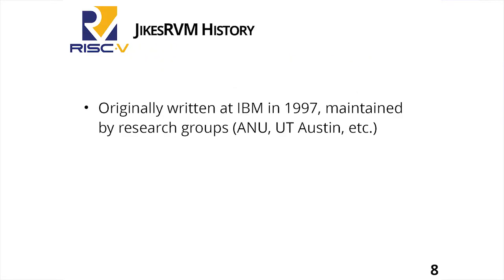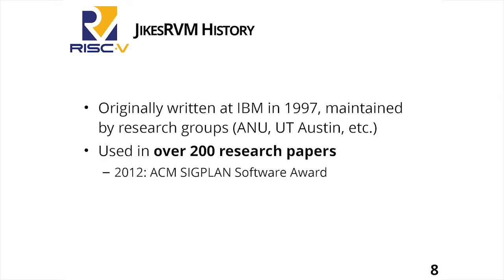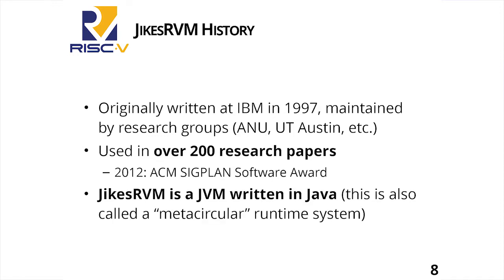It was actually developed quite a long time ago, 20 years ago at IBM. Since then, it has been maintained by a number of research groups, including at ANU and UT Austin. And it's essentially the standard JVM used in most research papers. It has been used in over 200 research papers and won the SIGPLAN Software Award. And what sets it apart from JVMs like, say, Hotspot is that it's actually written in Java itself, which is also called a meta-circular VM.